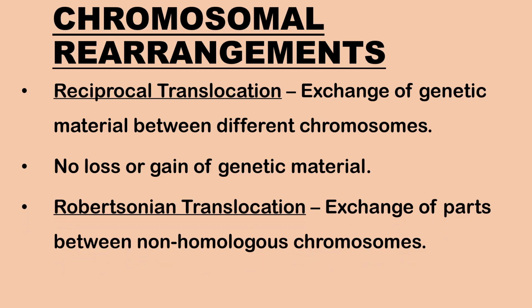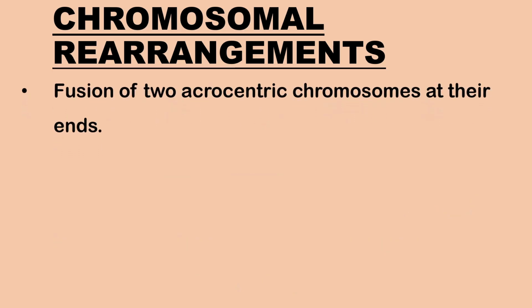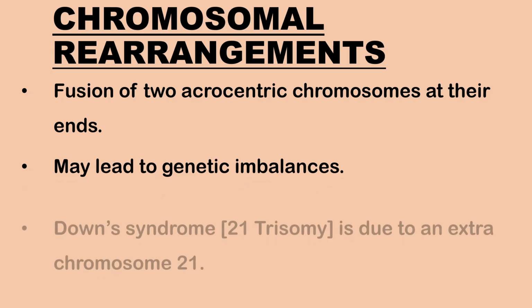Robertsonian translocation is caused by exchange of parts between non-homologous chromosomes. It is a chromosomal abnormality. It involves the fusion of two acrocentric chromosomes at their ends. An entire chromosome attaches to another chromosome at the centromere. It may lead to genetic imbalances.